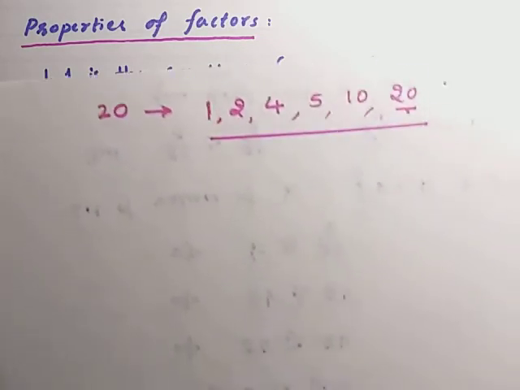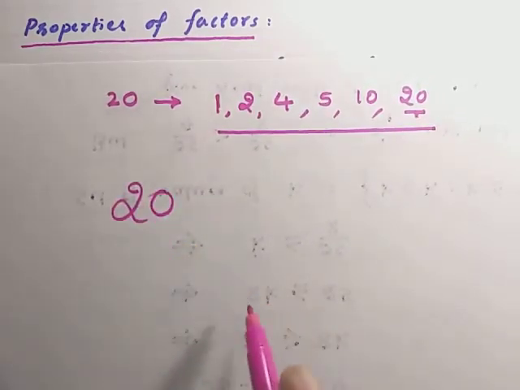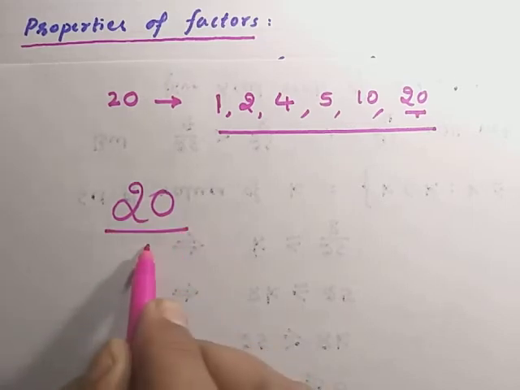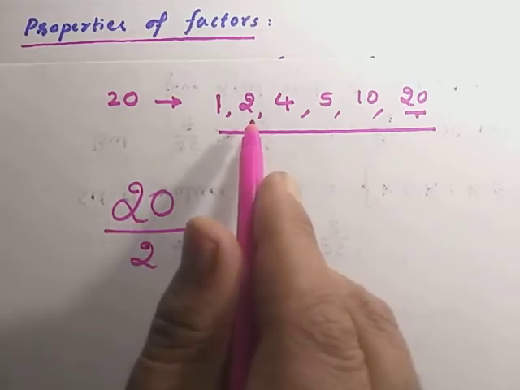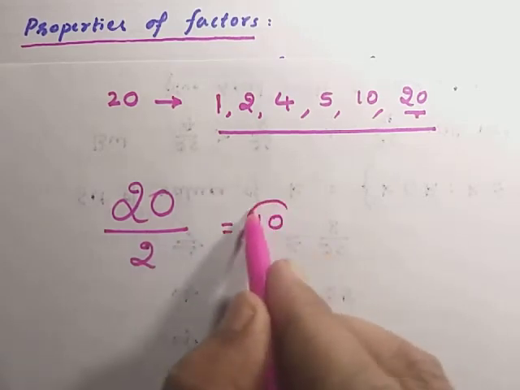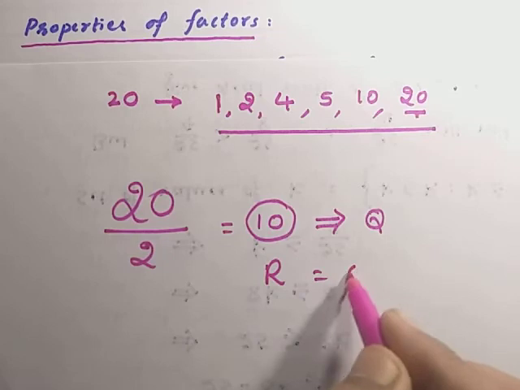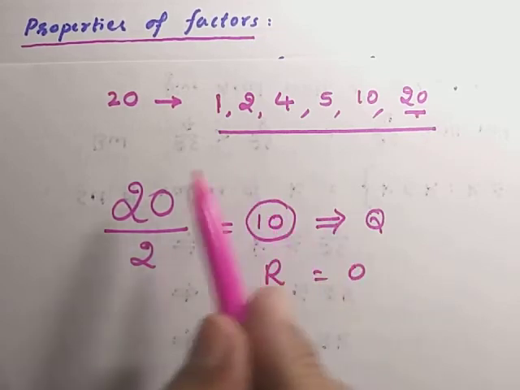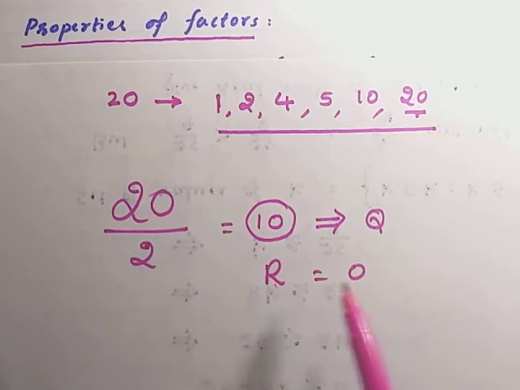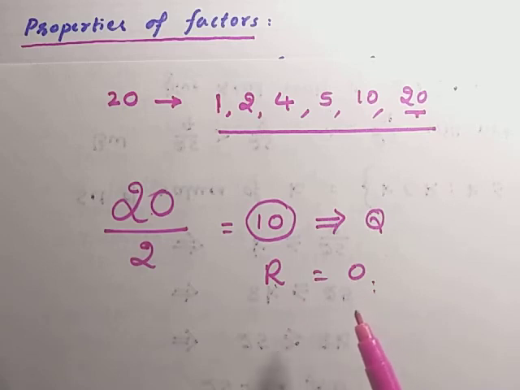This I need to explain to you. Suppose 20 is divided by 2, that is its factor. 2 tens are 20. This became our quotient. What is the remainder? Remainder is equal to 0. Similarly, when 20 is divided by 4, remainder is again 0. When it is divided by 5, again remainder is 0. That means when a factor divides a given number, then the remainder is always 0.